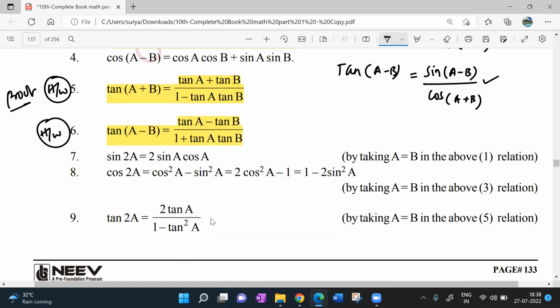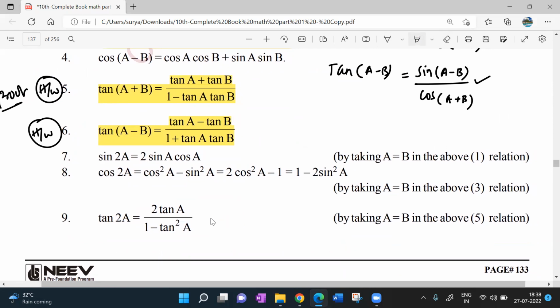Sir, we have a doubt here. Next formula, sin 2A. Sin 2A is 2 sin A cos A. Okay. The cos 2A formula is cos squared A minus sin squared A, and 2 cos squared A minus 1, or 1 minus 2 sin squared A. The tan 2A formula is this. Okay. So I'll do one thing, beta.